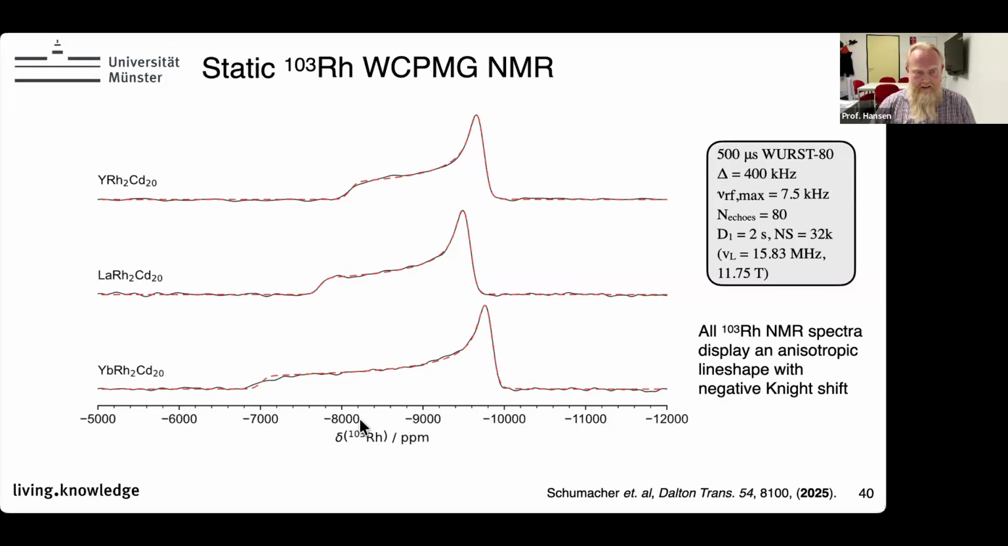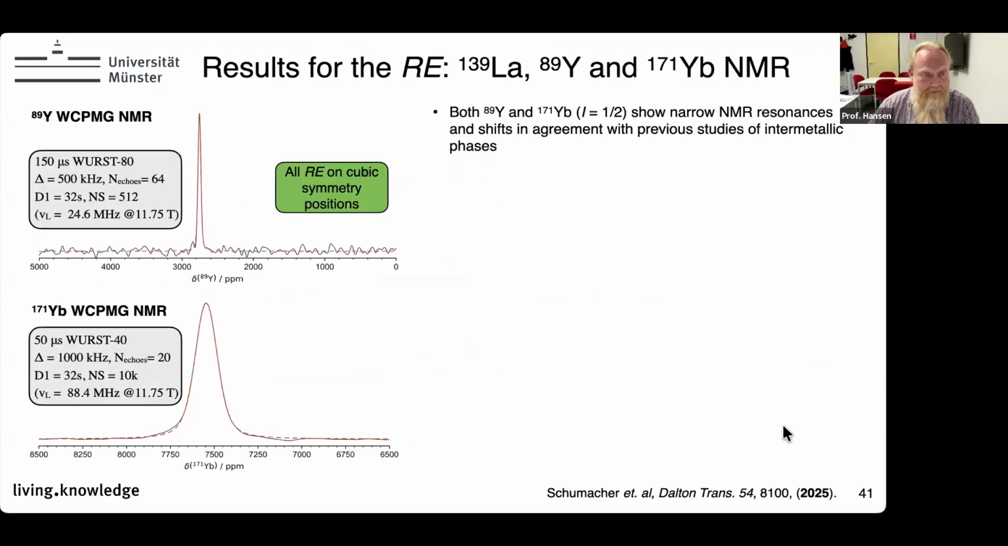This is now at minus 8,000, 9,000 ppm. So if you start at 0, you don't see anything. Of course, the broadbandedness of the pulses helps. And then if you find your signal, you put your offset onto the signal, and then you can record. And these, of course, are co-added spectra. We have a negative Knight shift here, which we don't really know for sure what the origin of this is, but nonetheless, we can measure this.